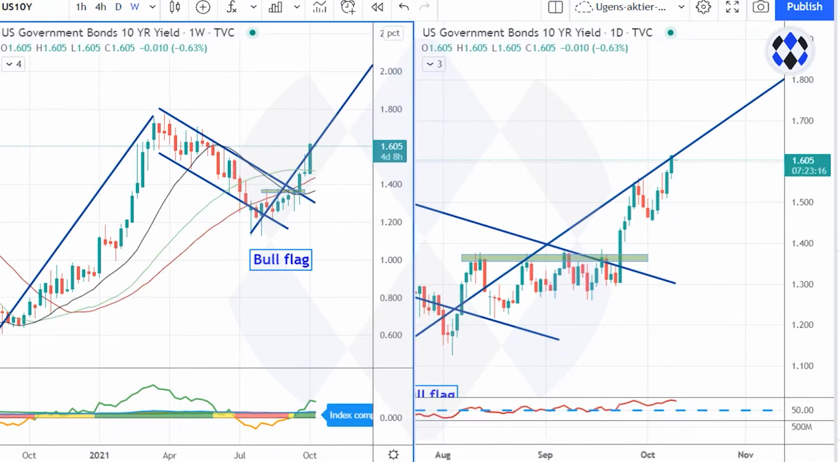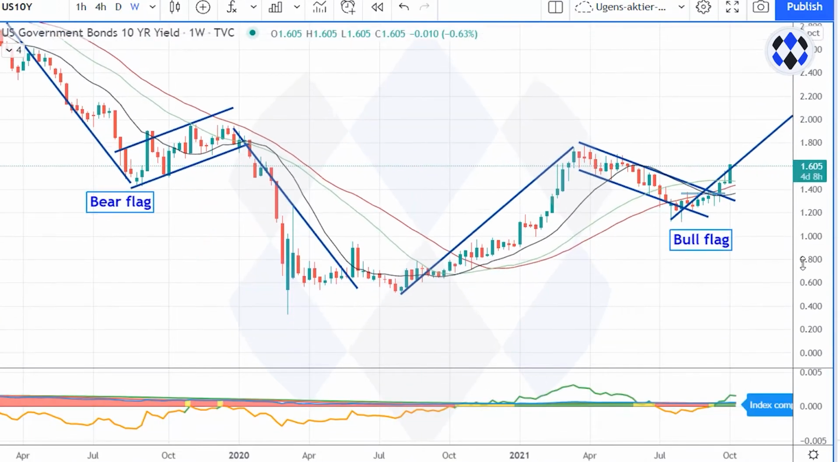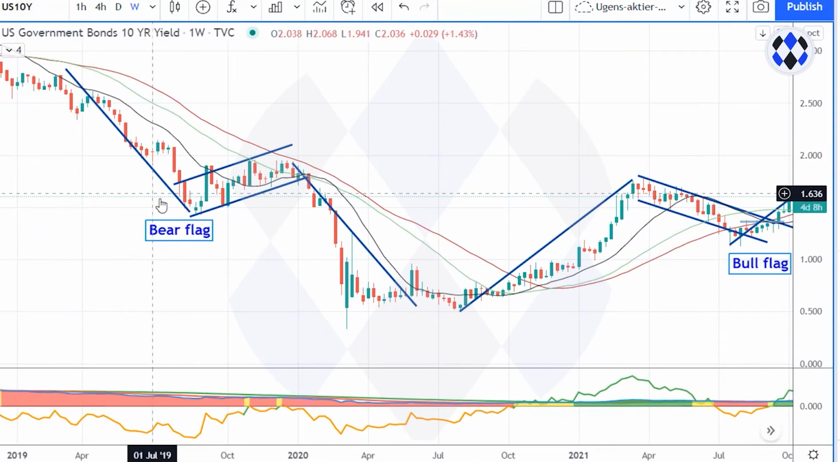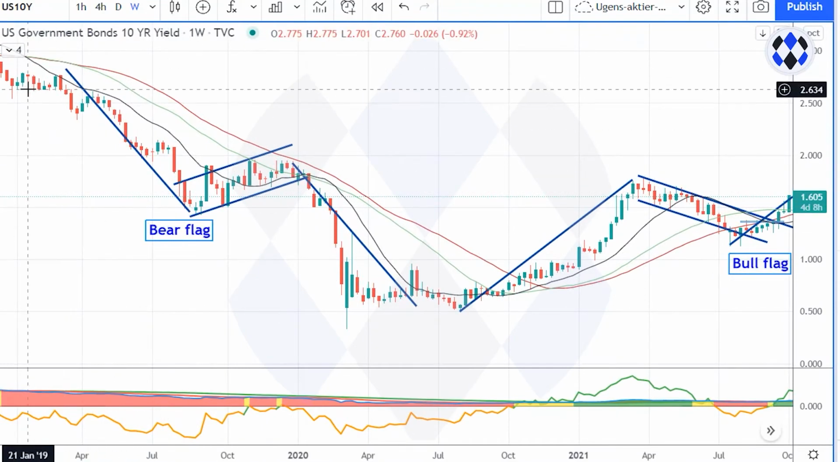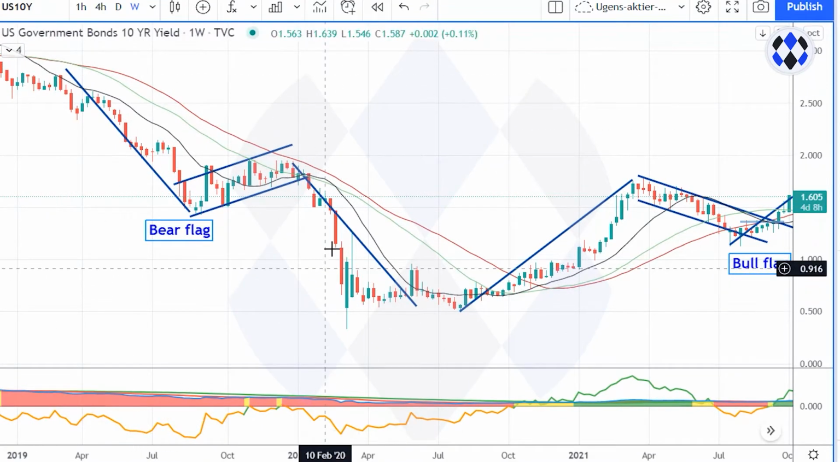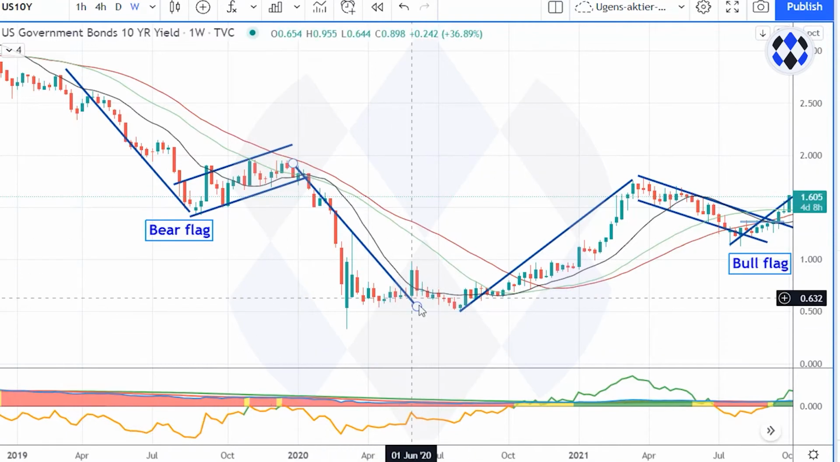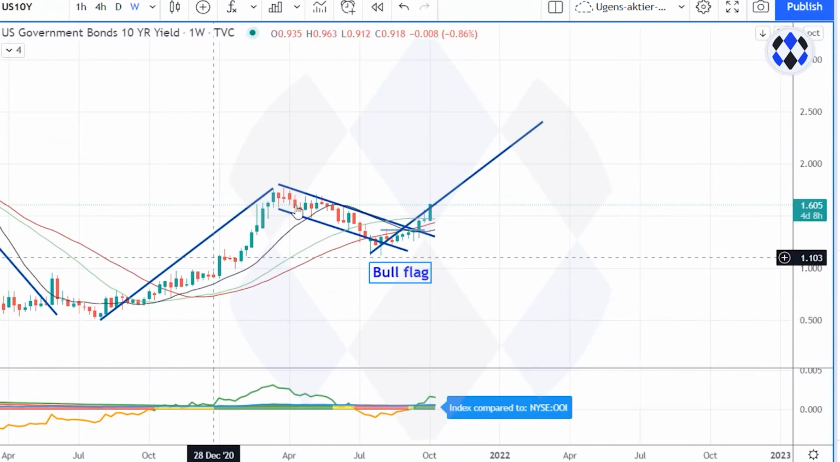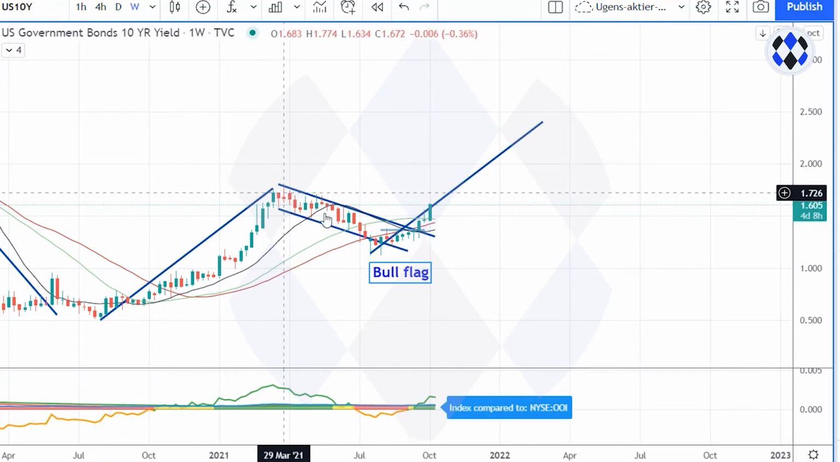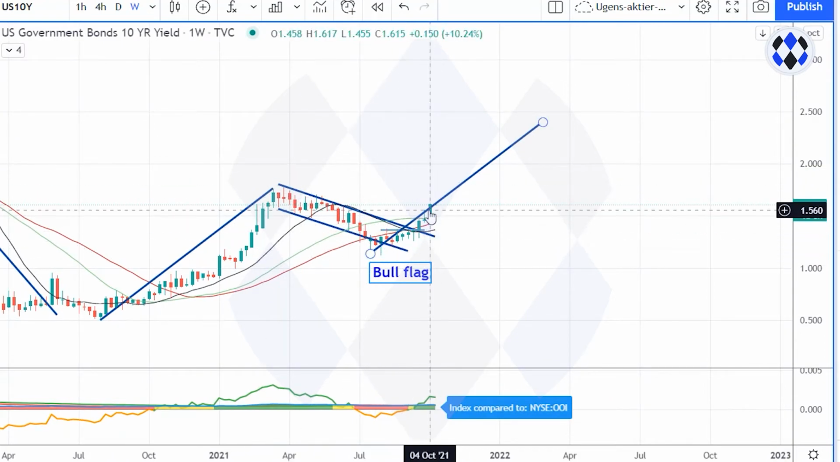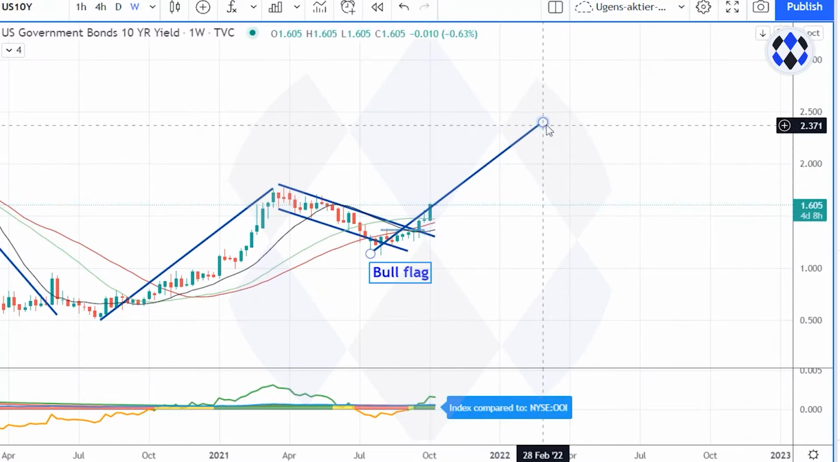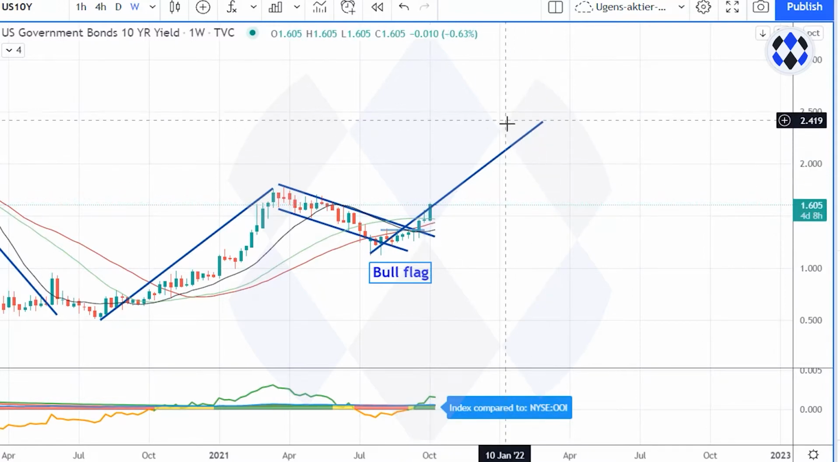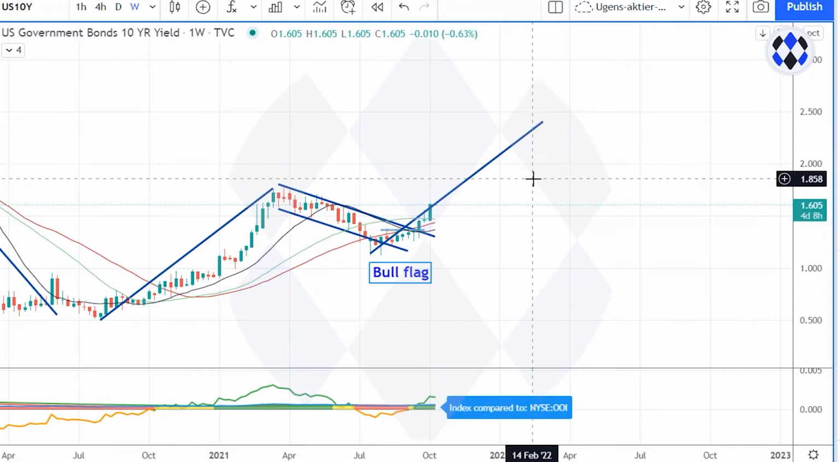Now on the weekly chart, if we just enlarge that here, we can see there is a bear flag back in 1920 that fulfilled its rules, went down to around 0.5%, and then we saw a tear upwards. We saw quite a large flag downwards, and now it has broken out. If it should follow its rule of thumb, it should go up towards 2.5% sometime in the spring.